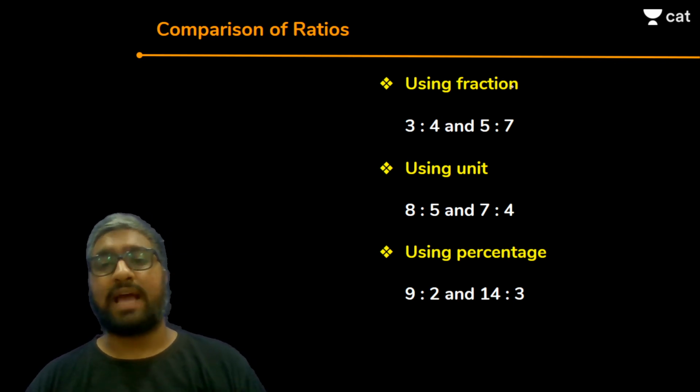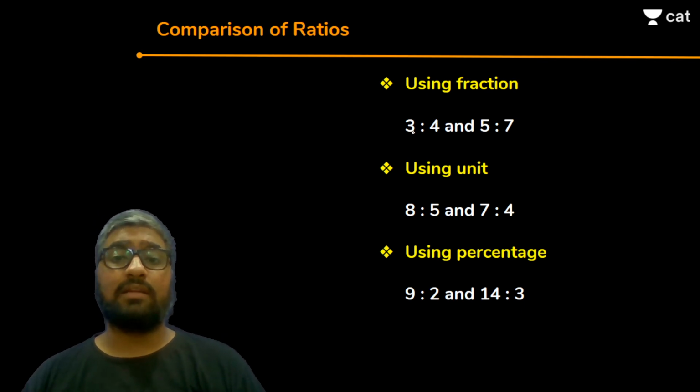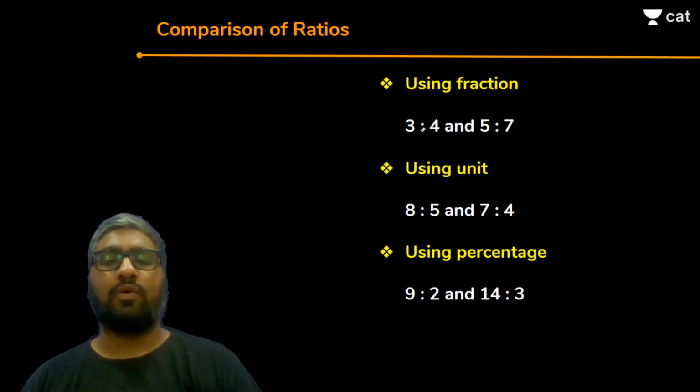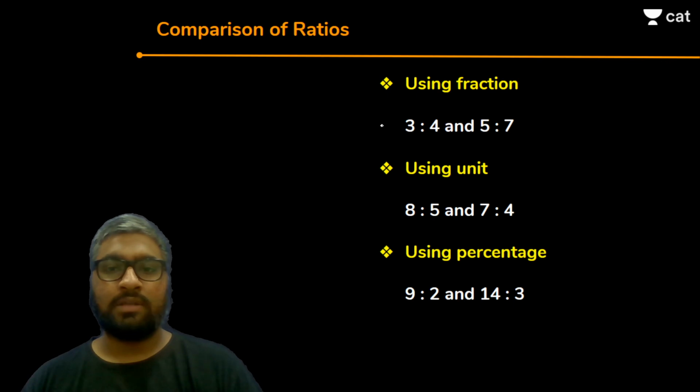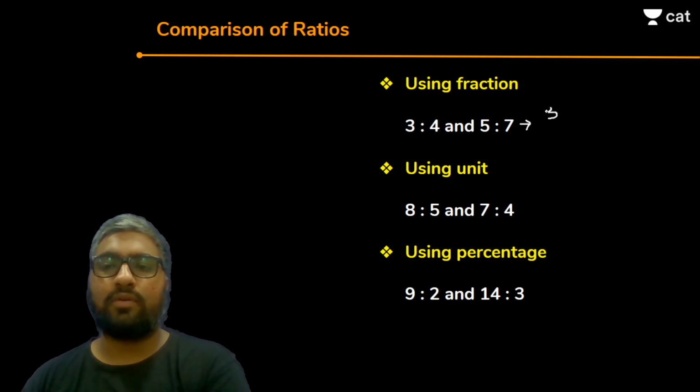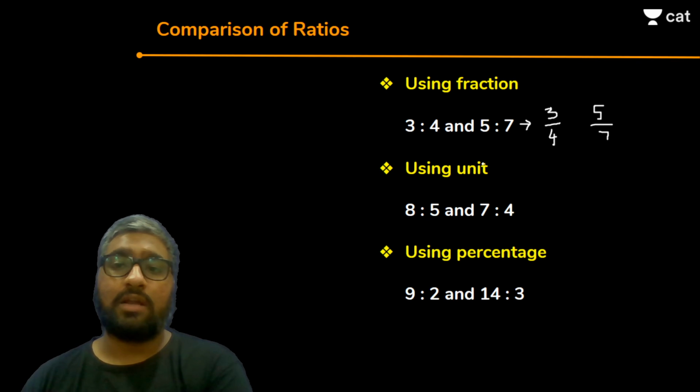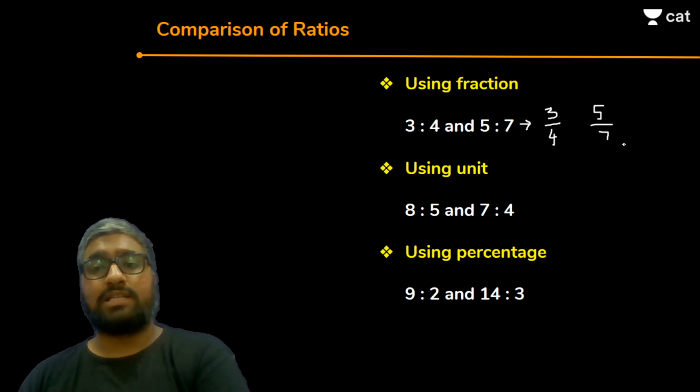So you can use fractions. That would basically mean what? 3 is to 4 would be 3 by 4, right? So I'm going to do this here. 3 is to 4 would be 3 by 4, and 5 is to 7 would be 5 by 7. Now, in order to compare two fractions, what would you do?